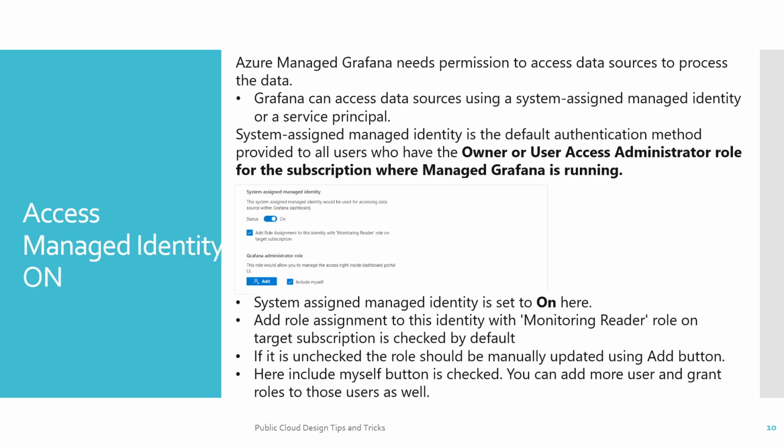Okay, now coming to the identity and access part. Azure Managed Grafana needs permission to access data sources to process the data. So we already discussed the network connectivity using managed private endpoint. But once that is established, then there is an access-based mechanism where you can start using different identity. The default one is system assigned managed identity. So Grafana can access data sources using a system managed identity or a service principal.